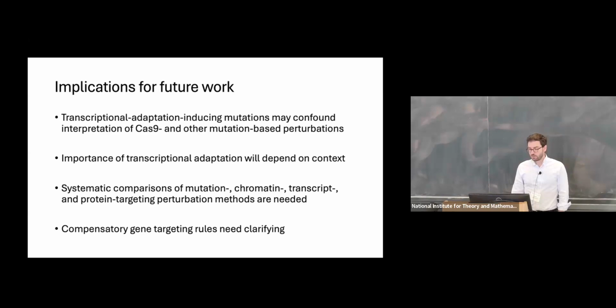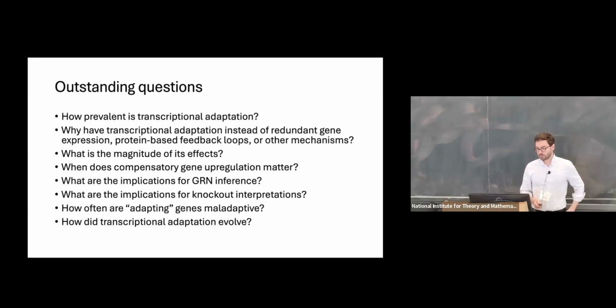And the rules themselves for when transcriptional adaptation is working need to be clarified. When is a mutation going to trigger upregulation of some partially homologous genes? Why are some paralogs upregulated and not others? Which mutations are most likely to cause upregulation of paralogous genes? And many related questions. So there are a lot of outstanding questions that I think would be great to discuss over coffee.